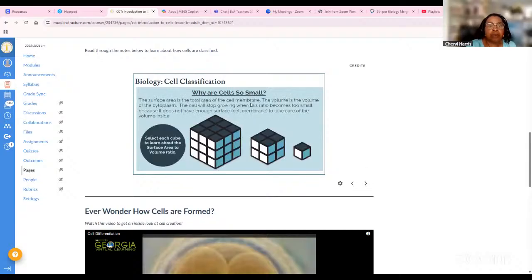Okay. And then this one just talks about how they're small. We're going to talk about surface area, because surface area, later when we talk about the cell membrane, is going to determine how much material gets inside the cell and how much has to stay outside the cell.